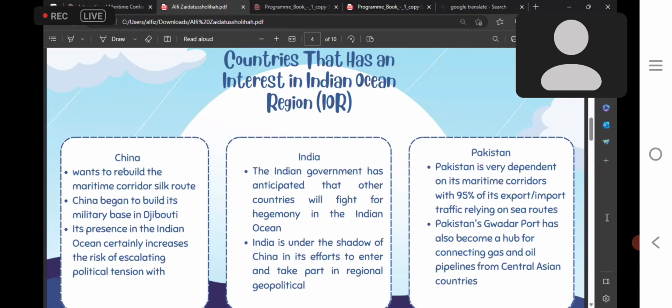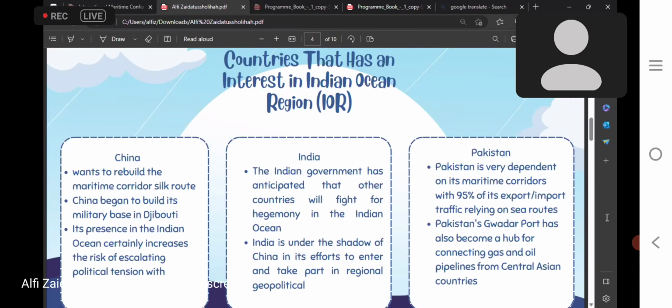Its presence in the Indian Ocean certainly increased the risk of escalating political tension with India, and the Indian government sees the Indian Ocean as a strategic area for economic activity, space for military maneuvers, diplomatic relations, and other interests in the region. The Indian government has anticipated that other countries will fight for hegemony in the Indian Ocean by strengthening their bargaining power in the region while increasing the quantity and quality of their war fleets. Armed with the strategic advantage of the region it owns, it has become a demand for India to strengthen itself to become one of the countries to be reckoned with in the region.